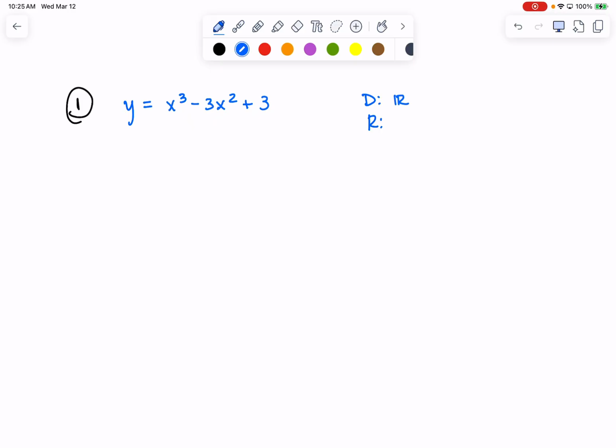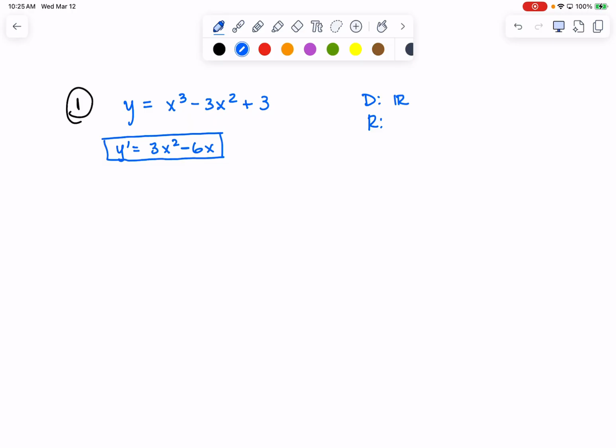Now we're going to do the first derivative test. We're going to do CV, sign analysis, figure out where it's increasing and decreasing, and all the extrema. So step 1, we're going to find the derivative. What is the derivative? 3x squared minus 6x. Block it off.